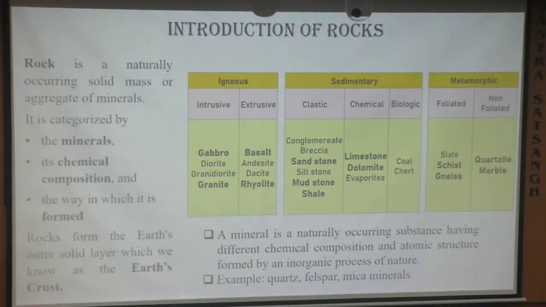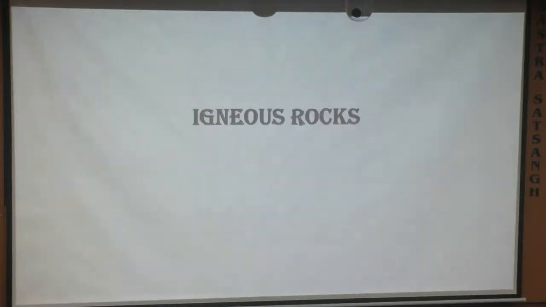Now, let's get into what geology is and what the different types of rocks are: igneous, sedimentary, and metamorphic. I don't want to go deep into it. Most of the people may know what it is. It's also divided as intrusive, extrusive, clastic, chemical, biological, foliated, non-foliated. Let's get a little deeper in the next slide.